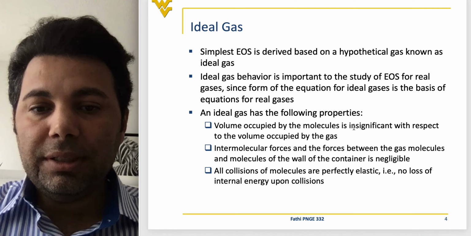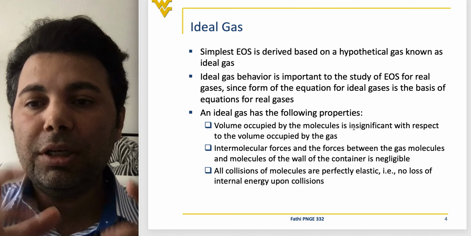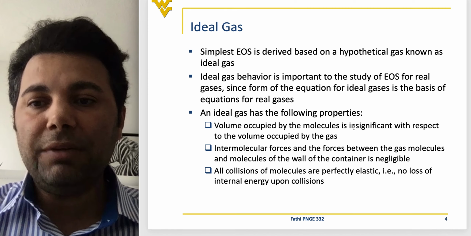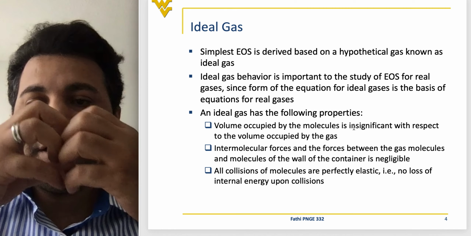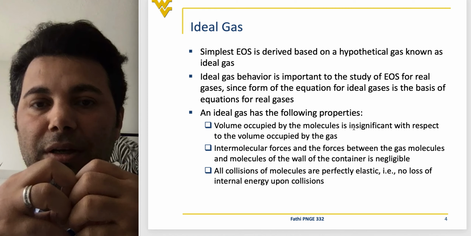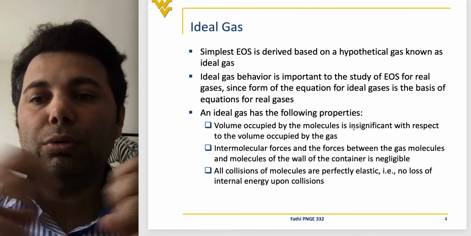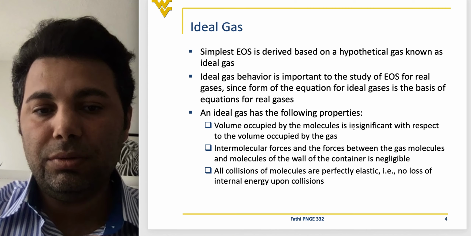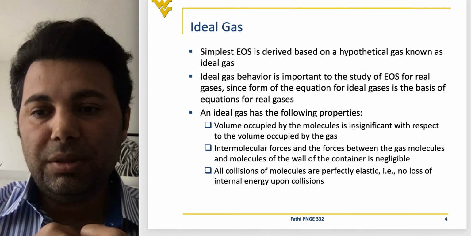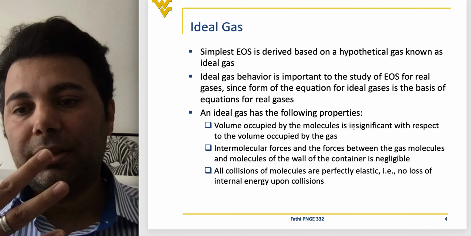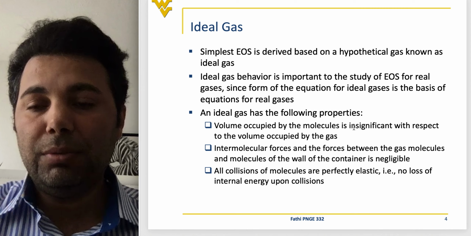The third assumption is that all the collisions of the molecules are perfectly elastic. Which means if two molecules come and hit each other with a velocity of a, they are going to go back with the same velocity. There is no loss of energy when these molecules collide. So it's a perfect collision. These are the three assumptions of the ideal gas that you should remember and memorize.